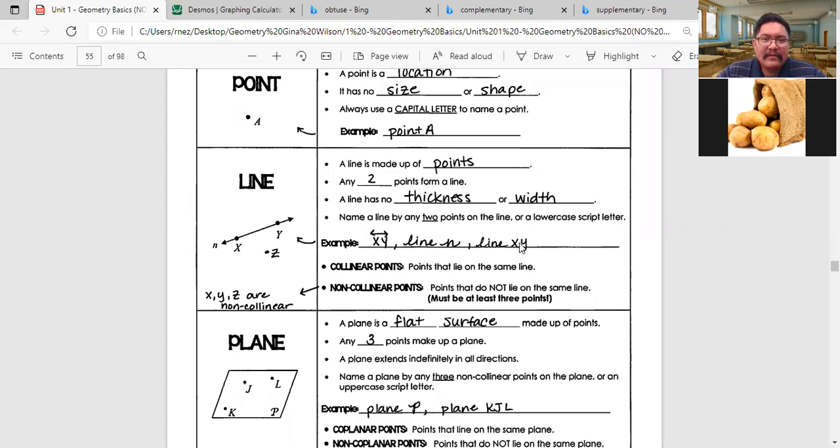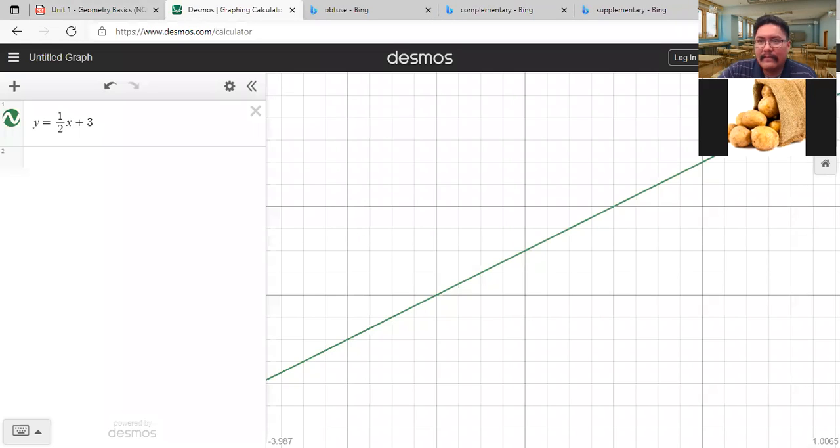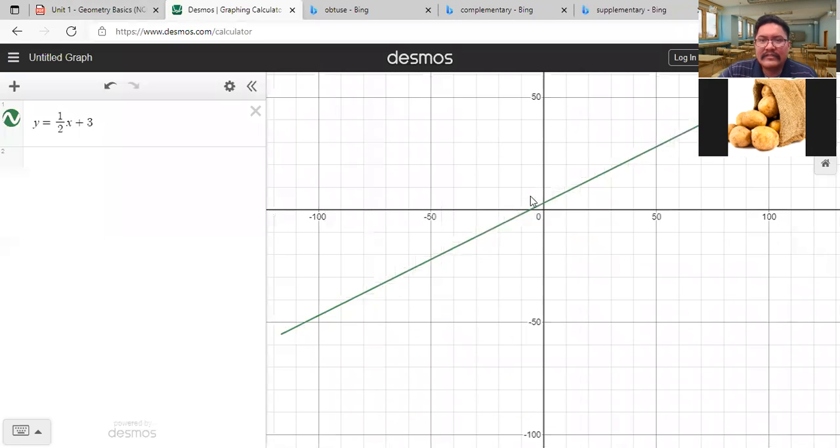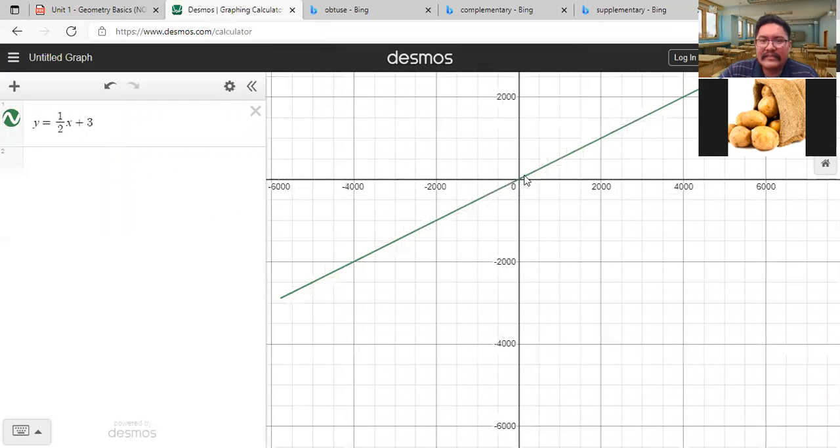Now, if I'm going to use the capital letters from the points, I could call it line XY and just spell out the word line. This way I know I'm talking about the whole line. Because if I just say XY, it could mean a segment, which we're not talking about. We're talking about the infinite directions and both sides thing. Right? So if I zoom out, it goes on forever in both directions.